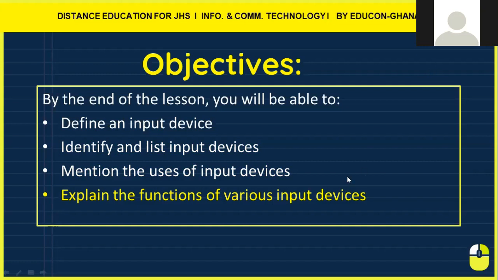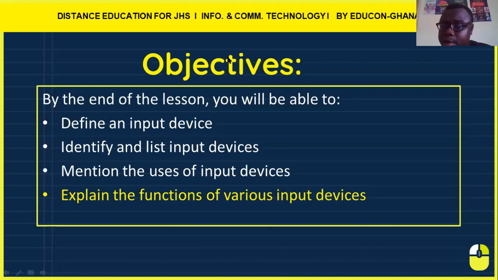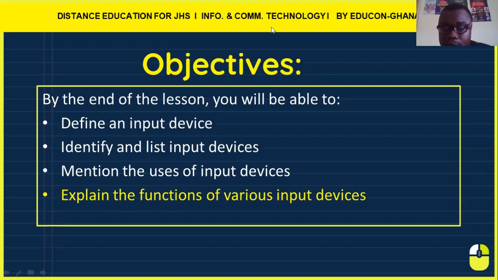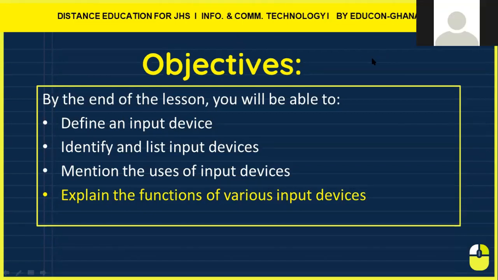Someone just joined the class. What's your name, please? Can you hear me? Ebenezer, okay. Ebenezer from which school? St. Mary's. Okay. Can you see my screen? Yeah. What do you see on the screen? Objectives. By the end of the lesson, you'll be able to define an input device. Very good. So it means identify. Yeah, you are on track. Hannah, are you there? Okay, so let's continue.